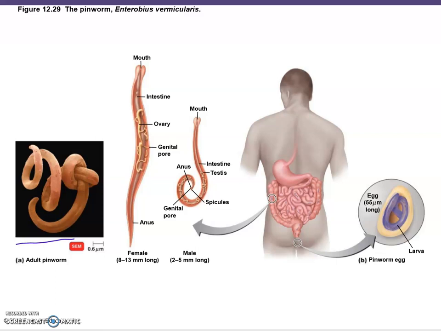You can tell how the female is actually bigger than the male. They tend to sort of hug each other all the time to ensure reproductive success. With the female about a centimeter long, so 8 to 13 millimeters, and then the male smaller, just 2 to 5 millimeters. They live inside of the intestine, and the weird thing about them is that at night they tend to migrate to the anus and just kind of take a look, apparently, and also deposit their eggs.